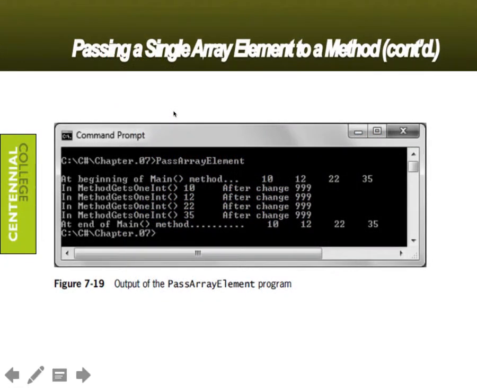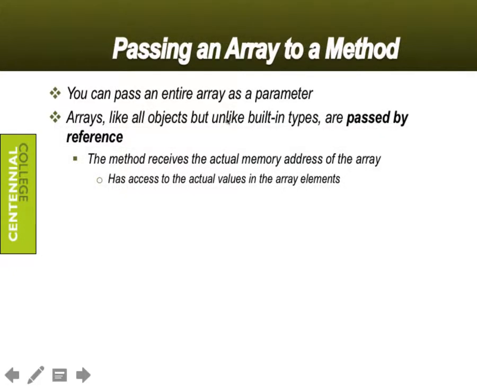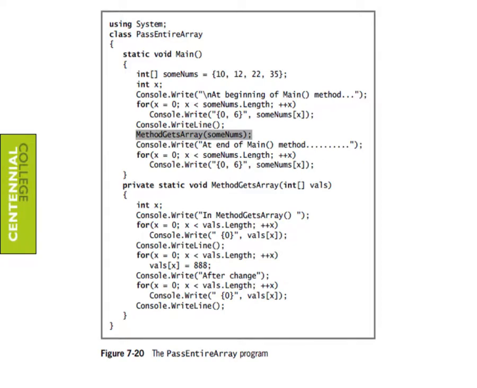Let's take a look. So it says after the change, 999. It goes into this method, and here's the main method, and here's the end of main. They're the same values. Okay, that's cool. Well, here is when I pass the whole array in as a parameter. Okay, that's a different situation here.